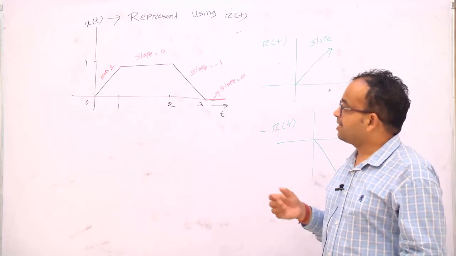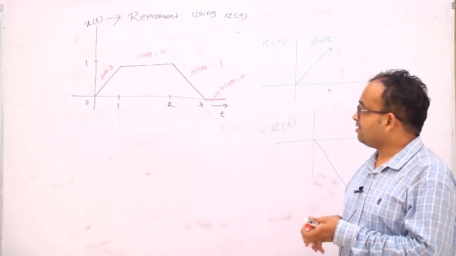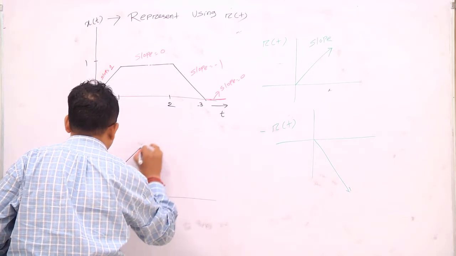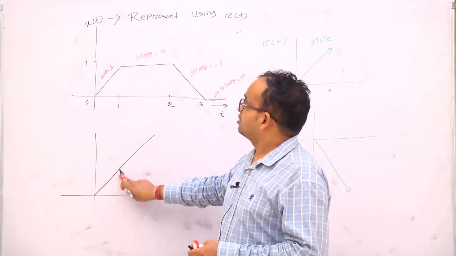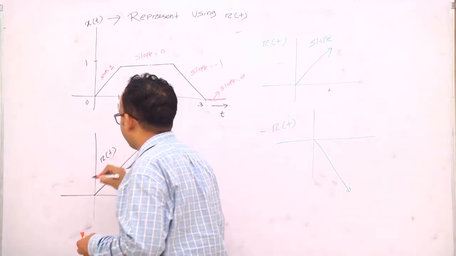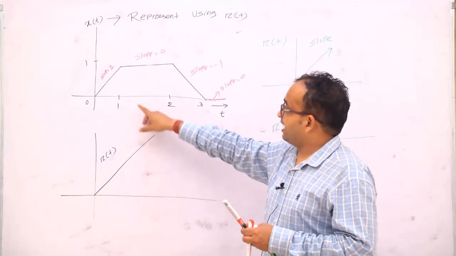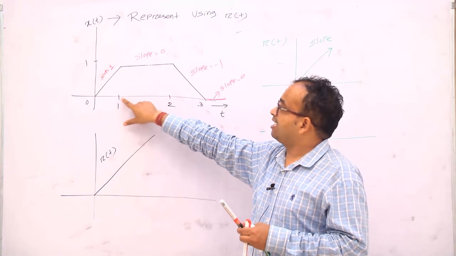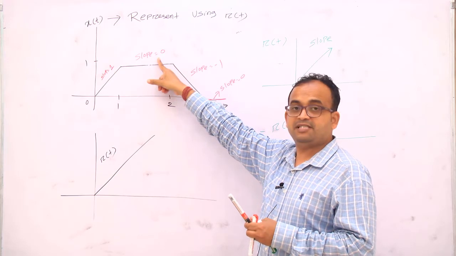So now I have to draw the signal. How can you draw the signal? Try to understand. First, I can draw the signal like this, having the slope equal to 1. Very simple thing. This is your R of t. Now what happens? At the time instant 1, I have to go for slope equal to 0. So how can you make the slope 0?